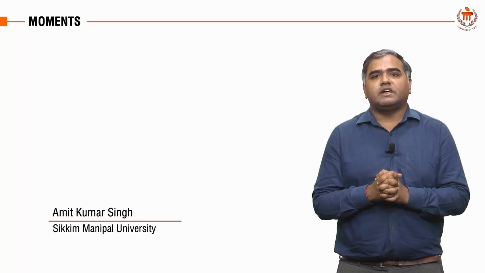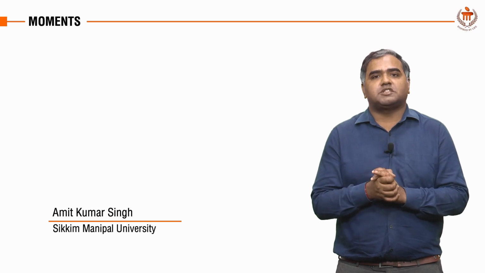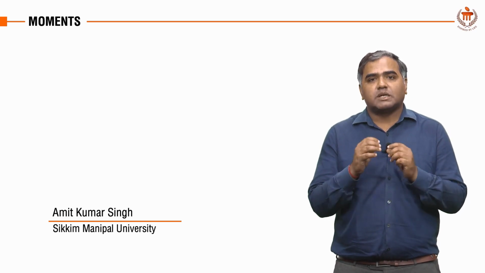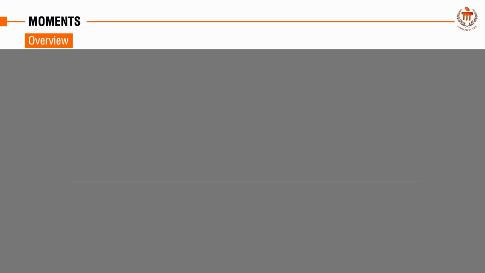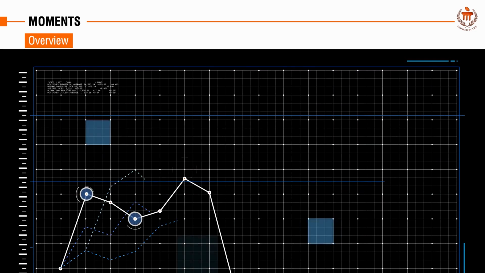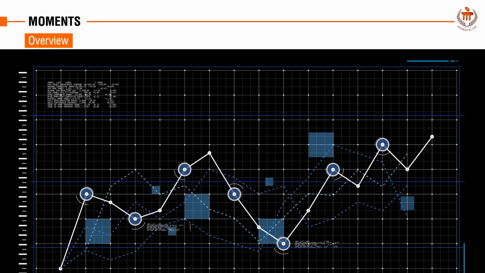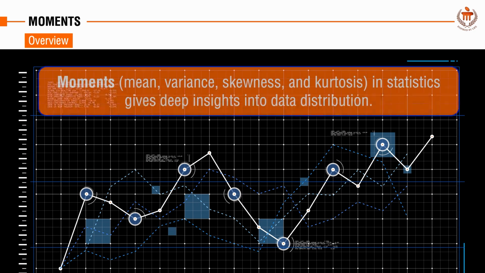So let's continue further in our discussion of measures of dispersion. In this class, we'll discuss moments. Have you ever wondered how statisticians describe the shape and the spread of data beyond just averages? In this session, we'll explore the concept of moments in statistics, such as mean, variance, skewness and kurtosis. You will learn these concepts of moments, which give you deeper insight into data distribution and how to use them effectively in research or business.